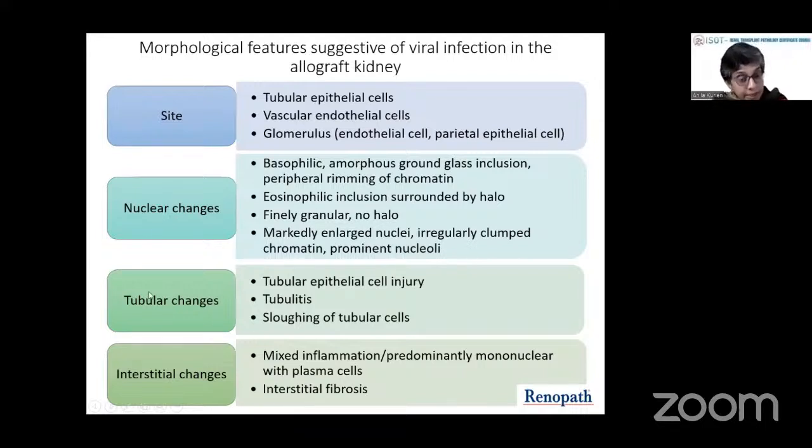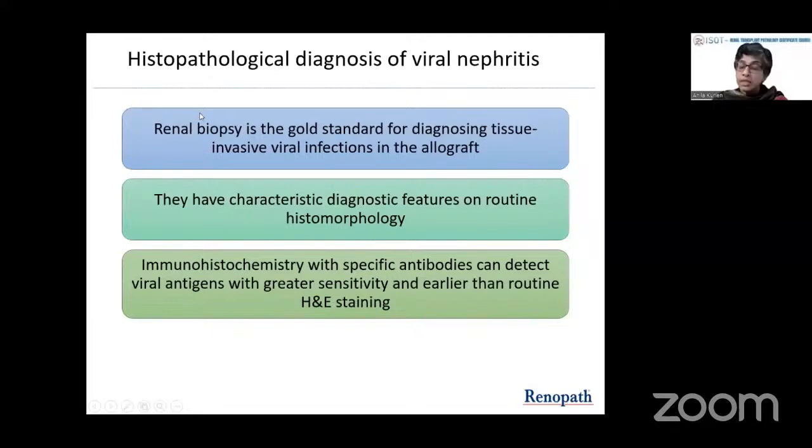The tubular adjacent changes could be tubular epithelial injury. They could be tubulitis, sloughing of the tubular epithelial cells. And in the interstitium, you could either have a mixed inflammation, or you can have predominantly mononuclear cells, or you can have a lot of plasma cells. And especially BKV is known to cause a lot of interstitial fibrosis. So there are a lot of changes. All of these can raise a flag that it could possibly be a viral infection. So you should have a high index of suspicion and do not hesitate to proceed with immunohistochemistry.